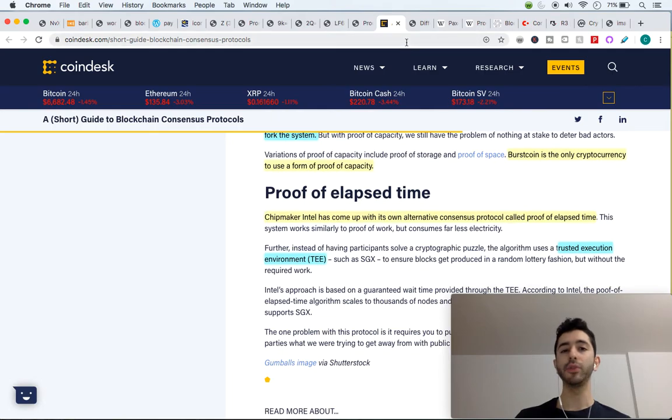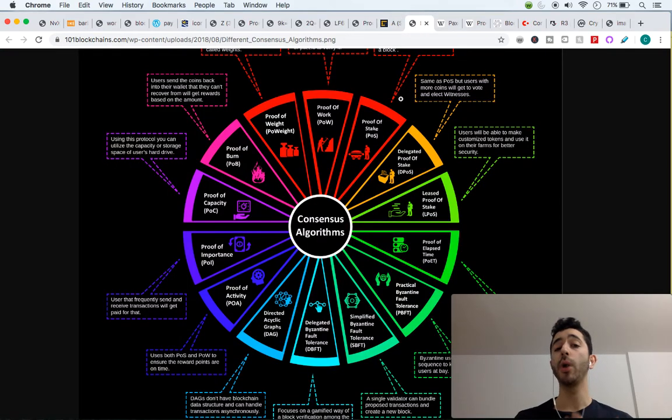So I went over a few protocols here, part of the Nakamoto consensus family, but there are so many more. There are other consensus algorithms that are not part of the traditional blockchain space or Nakamoto consensus protocols, such as practical Byzantine fault tolerance, simplified Byzantine fault tolerance, something known as directed acyclic graph technology as well, or DAG for short. IOTA is a cryptocurrency that uses DAG technology.